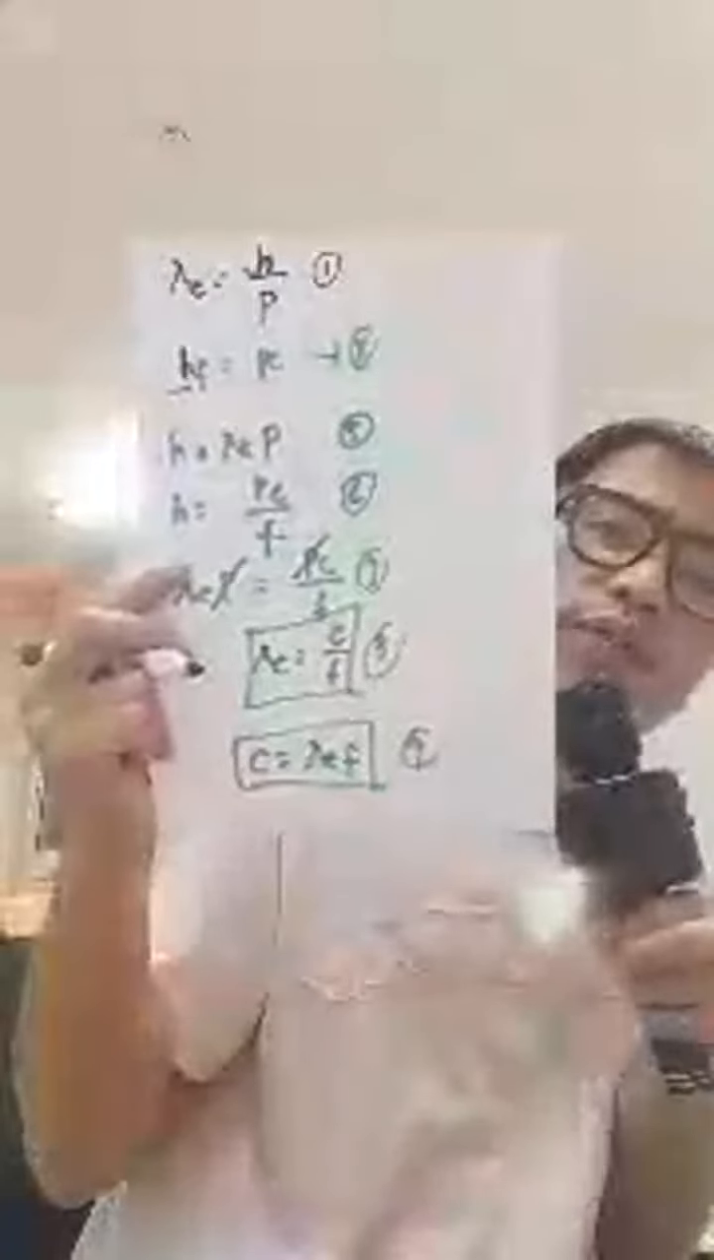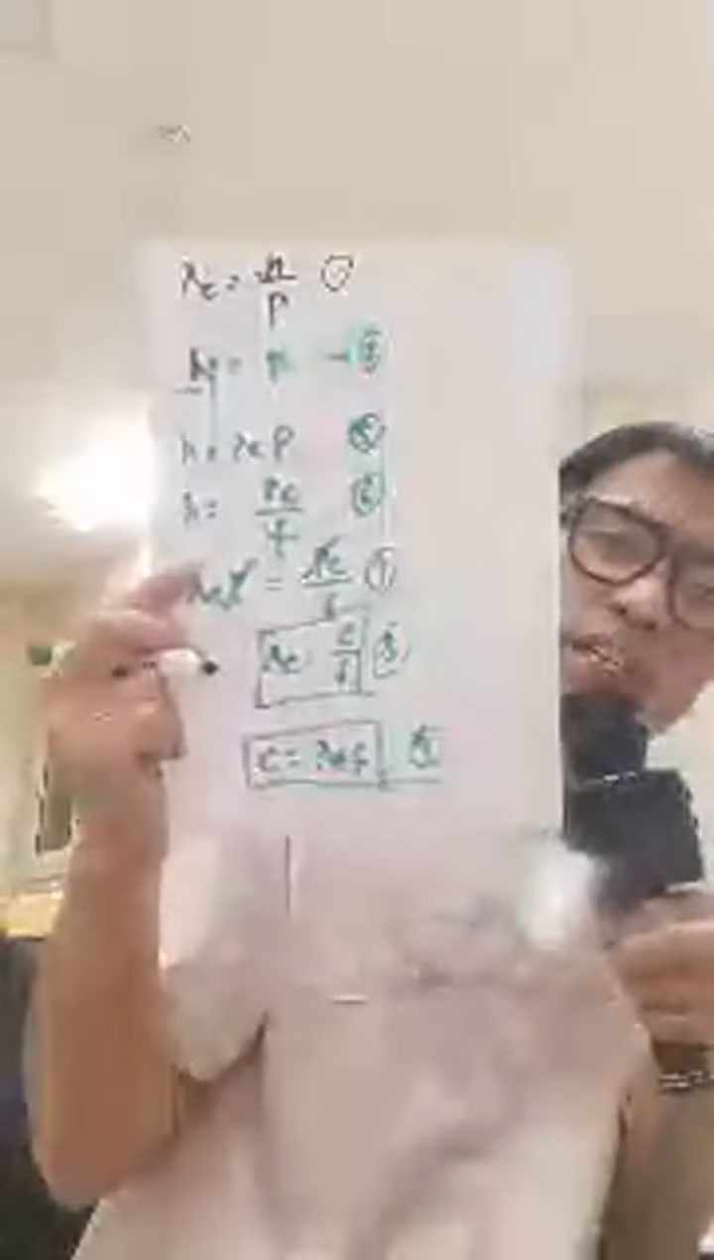So our wavelength of the electron is equal to c over f. This is our equation number 8. Now for the velocity, equation number 9, velocity is equal to wavelength lambda times f. So with equation 8 and equation 9, you can compute for the wavelength of the particle and for the velocity of the particle.